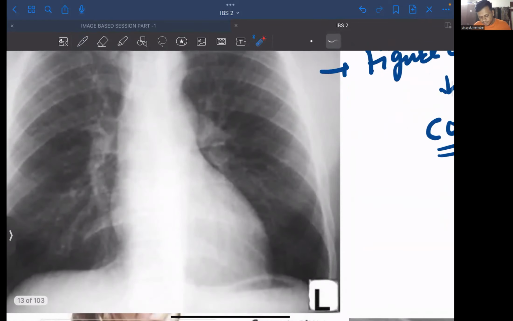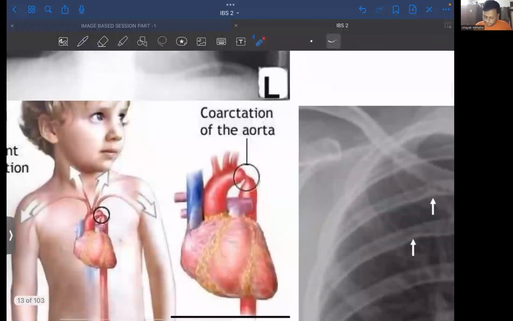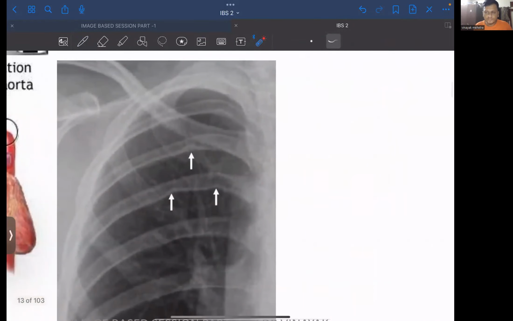What will you see? Something else is there except the figure of 3 appearance. What is it? What is this? What do you think?